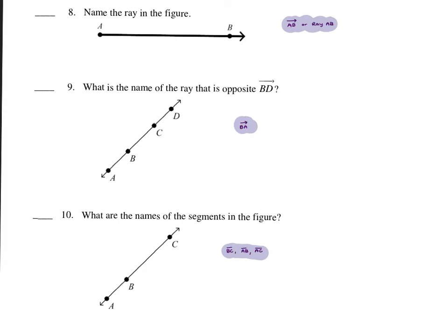Segments either have the line over them or it could just say BC. That's the same thing as segment BC. Those two mean the same thing. So if you don't put a line over it, you're implying segment. Questions on those?